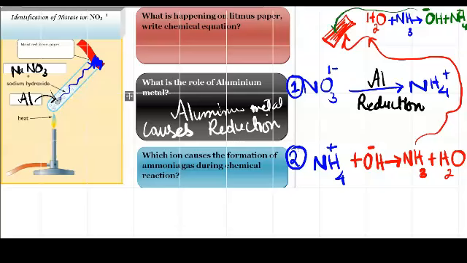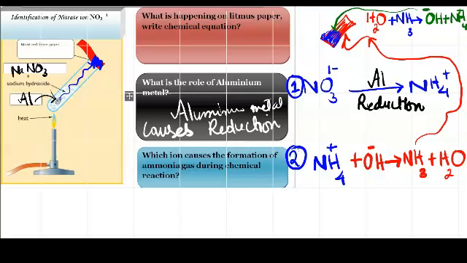When they touch this litmus paper, it changes the color of litmus paper from red to blue. So this is all about the reaction occurring inside the test tube, and this is what happened on the litmus paper.